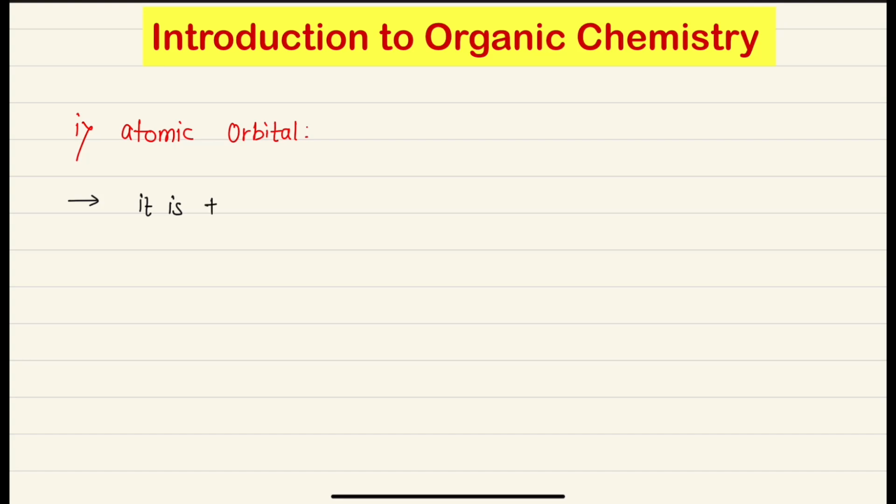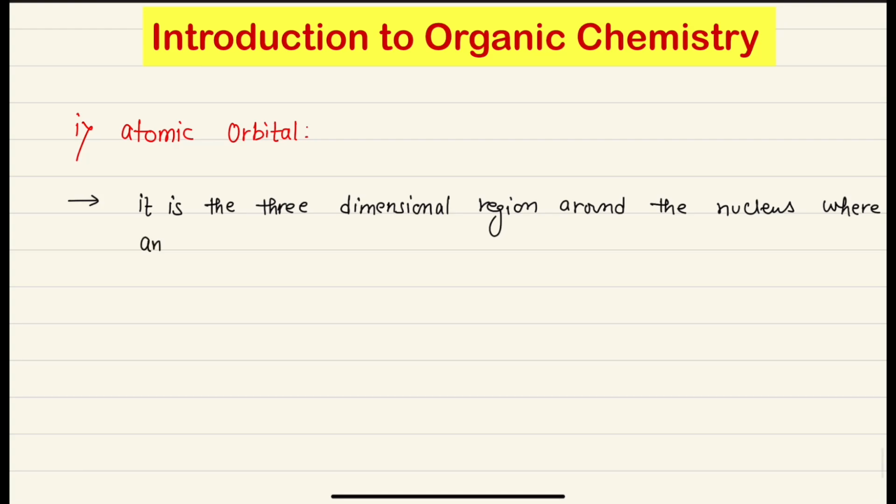So we can write here again, atomic orbital: it is the three-dimensional region around the nucleus where an electron is most likely to be found.